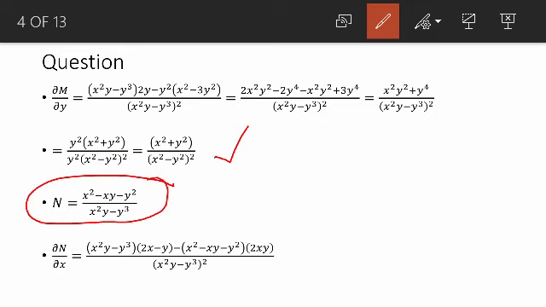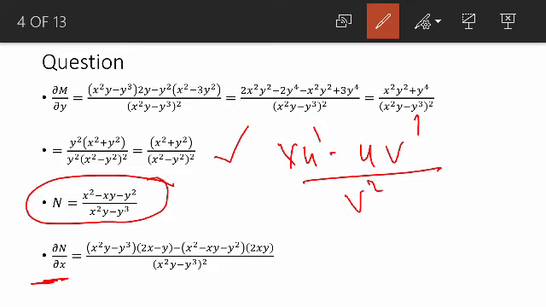This is what our N is. So the same thing, we have to find the N_x, and that means we must definitely use the quotient rule too, which is v u prime minus u v prime all over v squared. So your u is the numerator, your v is the denominator. So our v is x squared y minus y cubed. Then our u prime, when you differentiate u with respect to x, you are going to get 2x minus y.